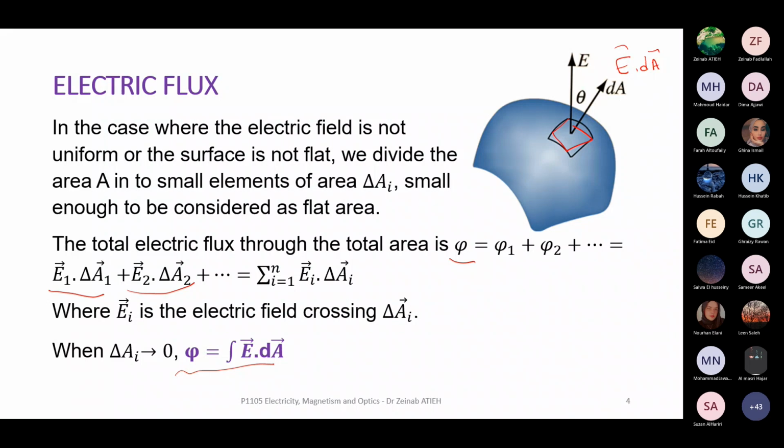Till now we have two formulas. Either phi equals EA, which is true if the electric field is constant and the surface is flat, or, if one of them is not okay, I have to use the integral form. Okay?